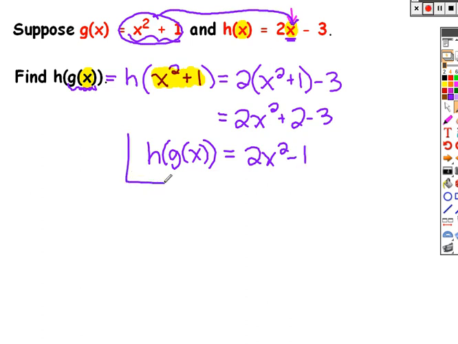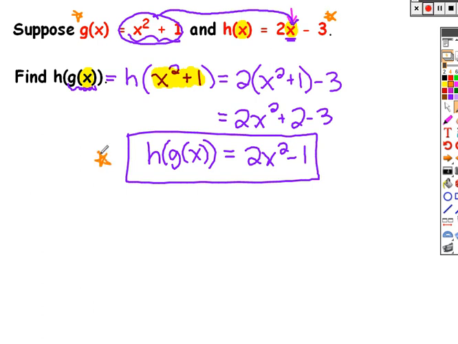And if you note my original functions, this is a parabola, this is a line. If I combine these, the composite h of g of x is also going to be a function.